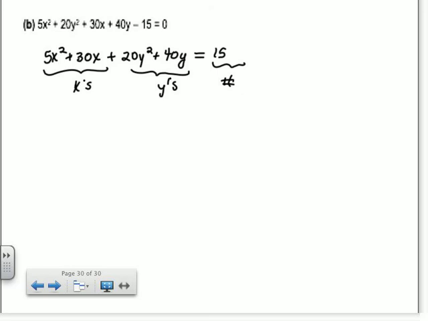Okay, but basically, I think Jasmine just doesn't like that there's a 5 in front of her x squared, because when that happens, you can't complete the square. It always has to be 1x squared, 1y squared in order to complete the square. So we're going to pull out the 5 to the front of parentheses. And then we're going to pull out the 20 in front of parentheses for the y's. See how this is going to work?